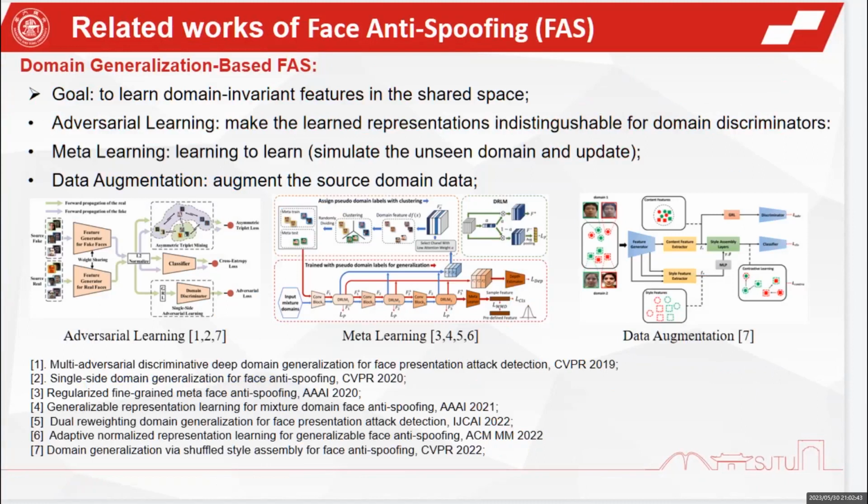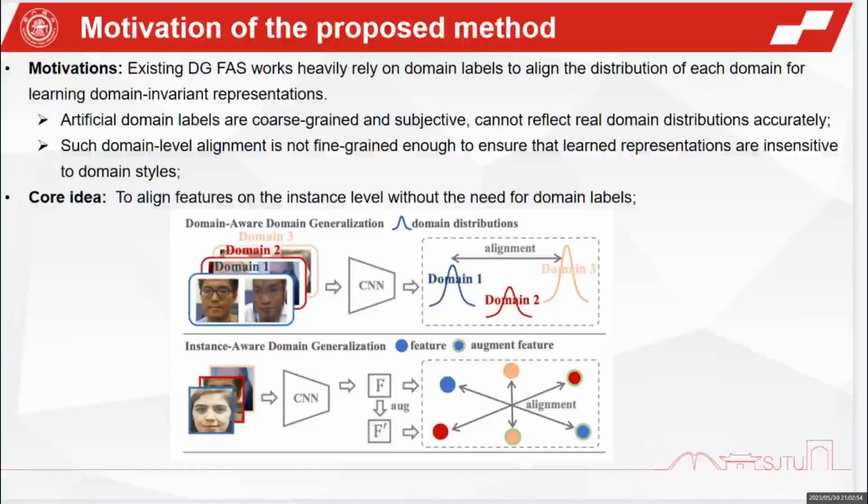Recently, existing domain generalization-based FAS methods aim to learn the domain-invariant features via adversarial learning, meta-learning, and data augmentation. Such existing works heavily rely on the domain labels to align the distributions of each domain for learning the domain-invariant representations. However, artificial domain labels are coarse-grained and subjective, which cannot reflect the real domain distributions accurately. Besides, such domain-level alignment is not fine-grained enough to ensure that the learned representations are insensitive to domain-specific styles. Therefore, our core idea is to align features on the instance level without the need for domain labels.